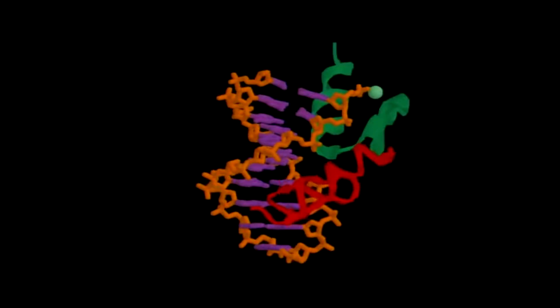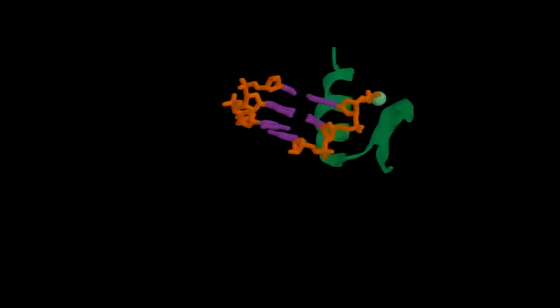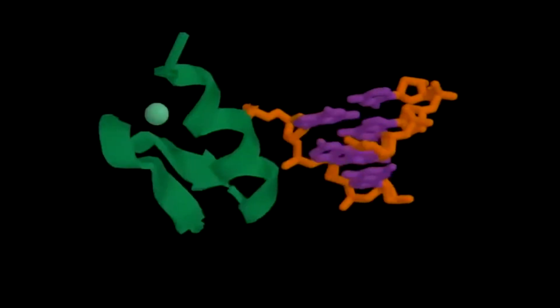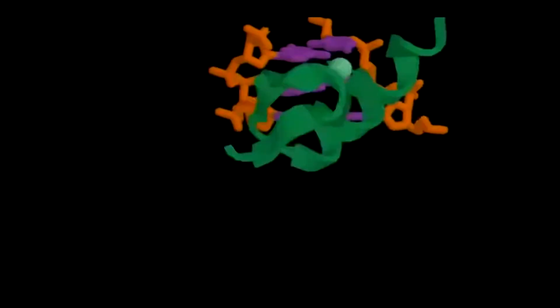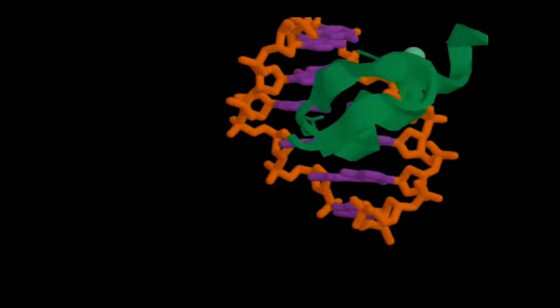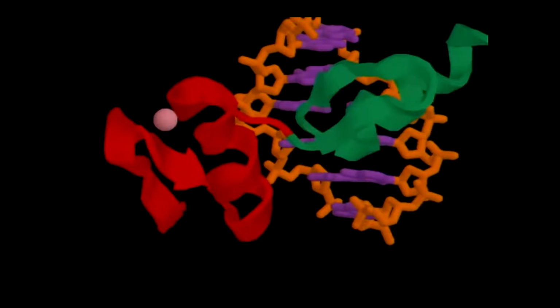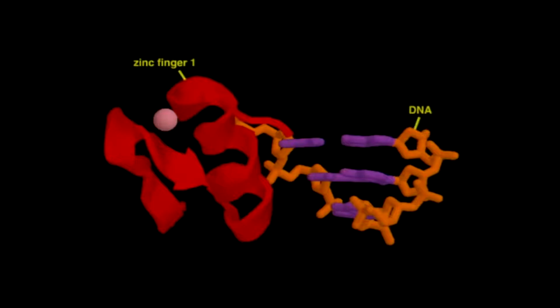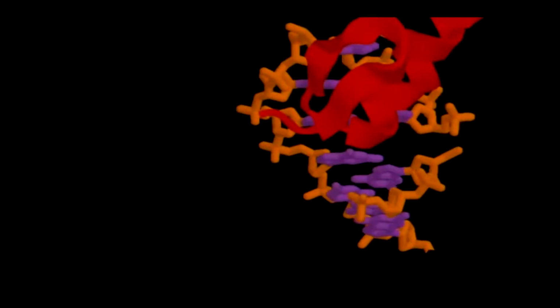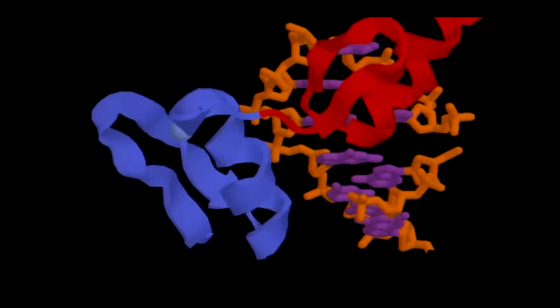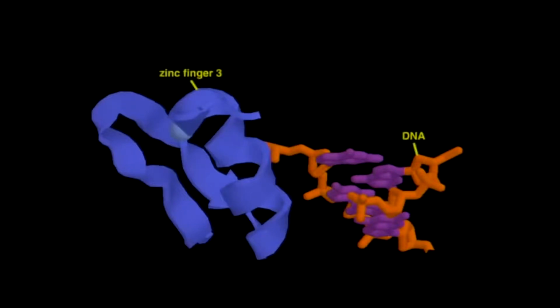The helical region of each zinc finger rests in the major groove of the DNA. Amino acid side chains project out from the helix and contact bases in the DNA. The identities of these side chains determine the precise DNA sequence recognized by each zinc finger. Assembling different zinc finger motifs allows precise control over the sequence specificity of the protein.